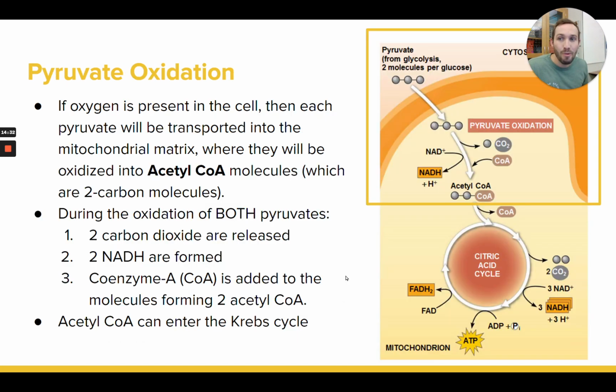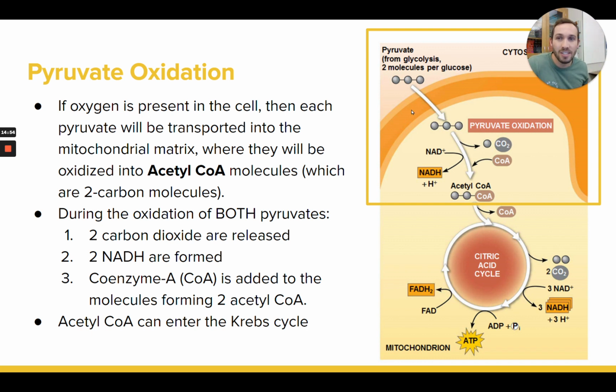But anyway, now we move on to pyruvate oxidation. So now the pyruvate is going to go into the inside of the mitochondria. So now we're in the matrix of the mitochondria. And now what we're going to do in stage 2 here, it's called pyruvate oxidation. This is a really short process. It's actually just one chemical reaction that accomplishes a few different things.